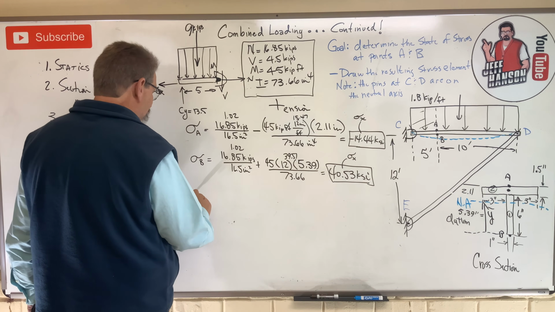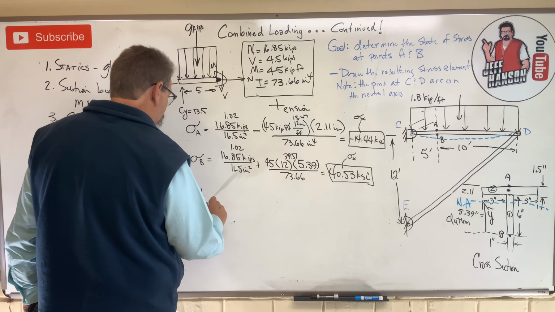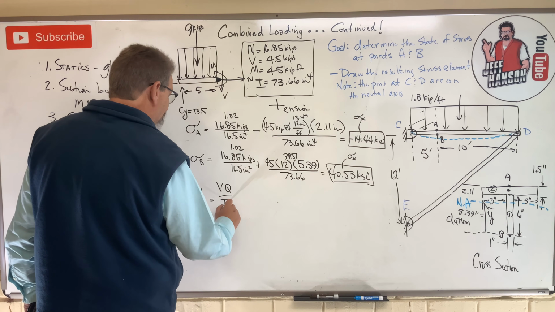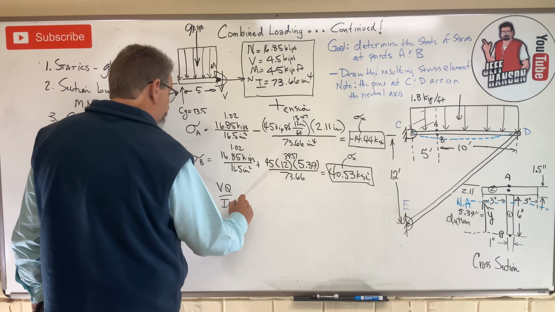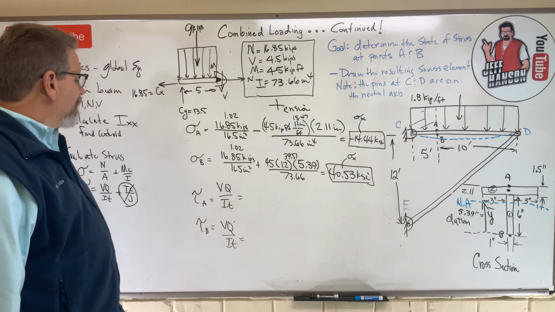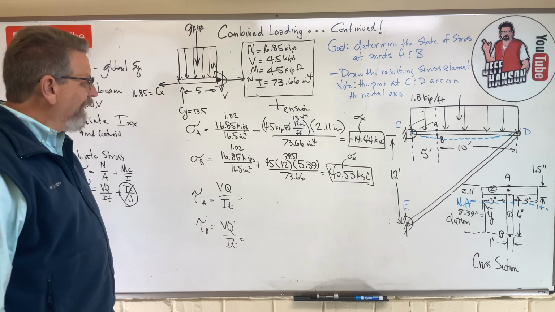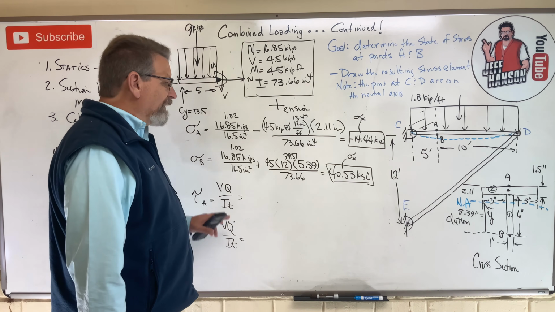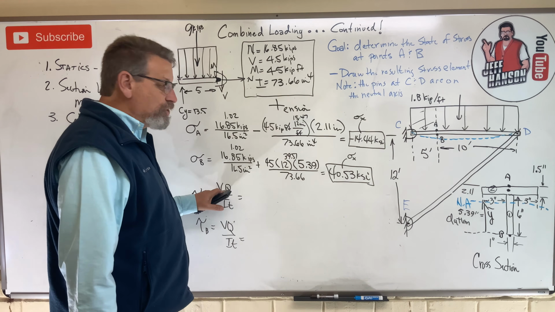So how about this guy? Tau A, tau B, okay? Oh, man. VQ over IT, okay? Can we do it? I think we can. Okay. Oh, this is going to be easy, isn't it? This is going to be quite easy, isn't it? Because why? Do we know what V is? Yes, we know what V is. It's 4.5 kips. But what is Q?